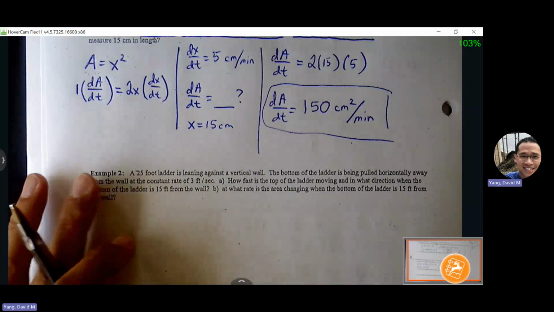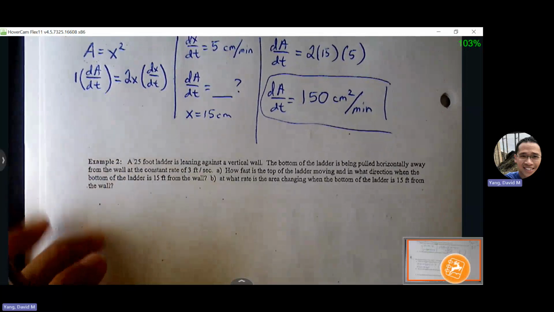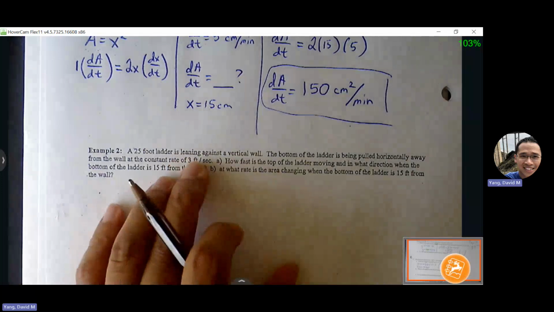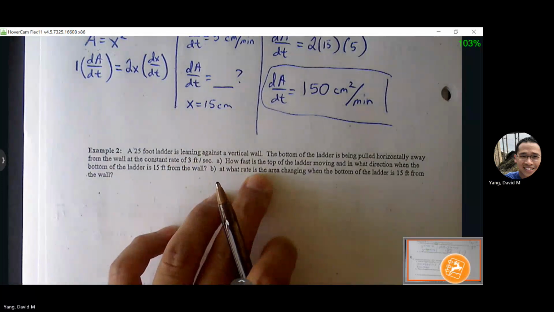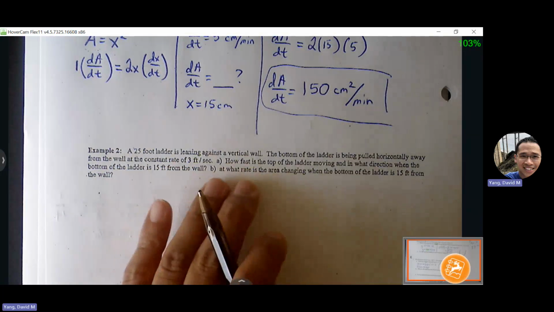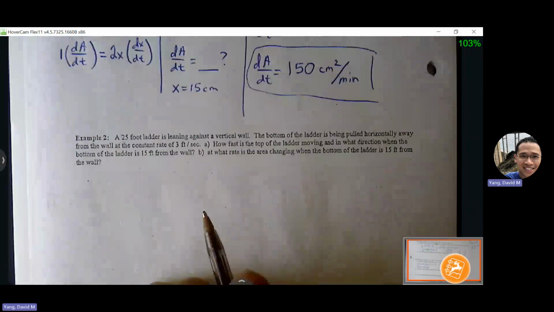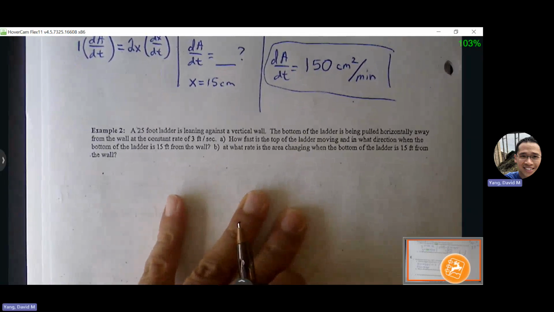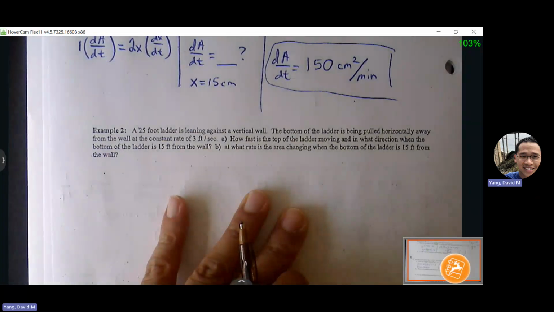All right, let's do one more here. If we don't finish it, it's okay. At least we have a head start. A 25-foot ladder is leaning against a vertical wall. The bottom of the ladder is being pulled horizontally away from the wall. How fast is the top of the ladder moving, and in what direction, when the bottom of the ladder is 50 feet from the wall?